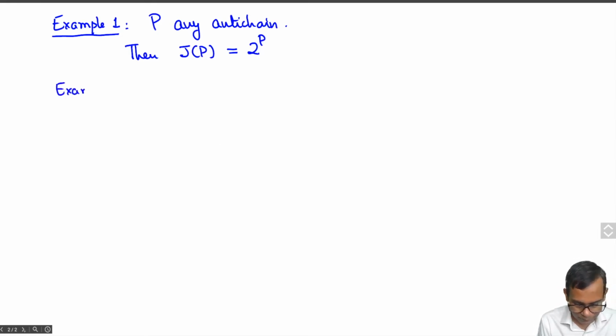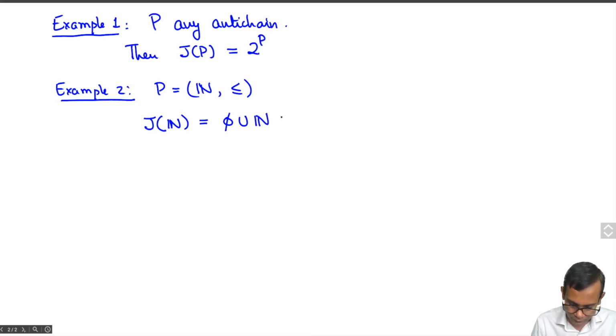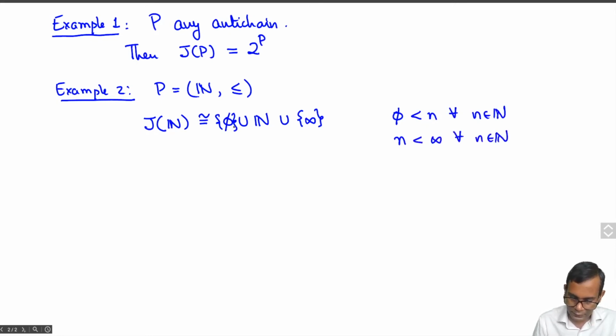Let's look at another example. Let's take P to be the non-negative integers with the usual linear order. Then you can show that the order ideals, well, there's the empty order ideal, that's always there. And then there's one order ideal for each element of N. I'll come to that in a moment. And there's the whole set N, which I will denote by infinity. So I'm claiming that this is a disjoint union of 3 sets: the singleton set consisting of the empty set, the natural numbers, and the singleton set consisting of infinity, where we'll say that empty is less than n for all n in N, and n is less than infinity for all n in N. So this is the least element, this is the greatest element.